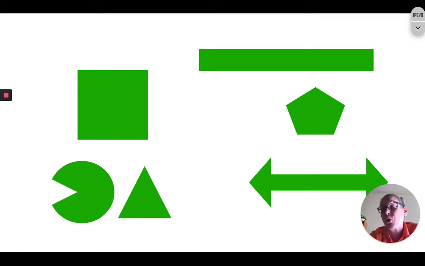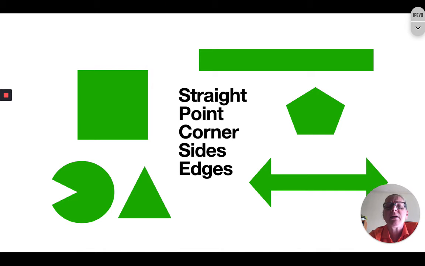Does anybody see points or corners? I think I see some. What about edges or sides? Does anybody see any of those? Yep, they have edges and sides. Are there any straight parts? Yep, I see some of those too. Oh, look it! We got all those things. We didn't say corner. Yeah, there were corners too, right?